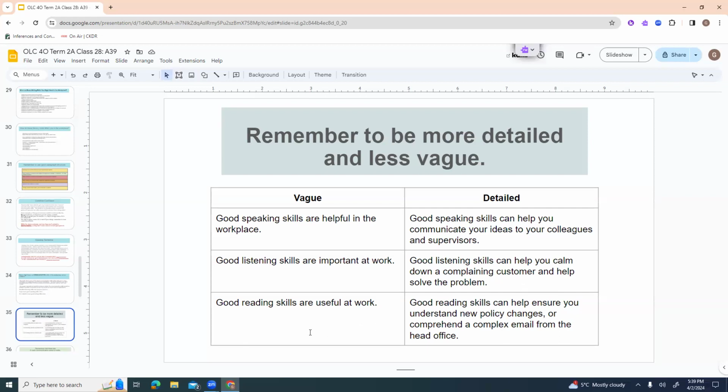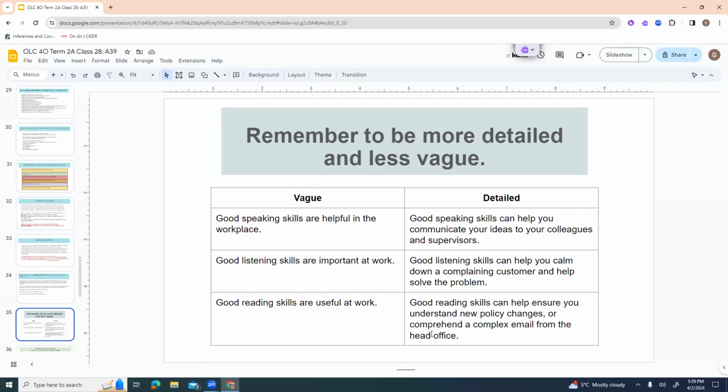Good reading skills are useful at work. Yeah, but how? What are you going to be doing with them? Good reading skills can help ensure you understand new policy changes or comprehend a complex email from the head office, right? Sometimes I've received emails where, hey, we're doing this new thing and you need to do this with this new website and you need to do this. And it takes you a little while to kind of read through and try it and make sure you understood it, right?